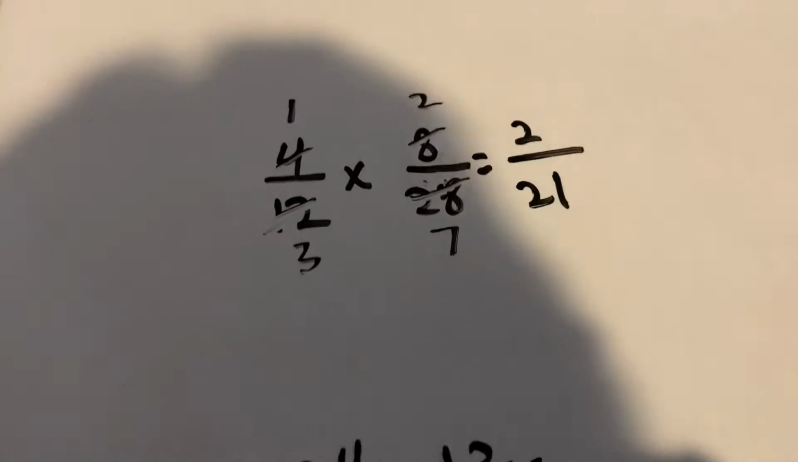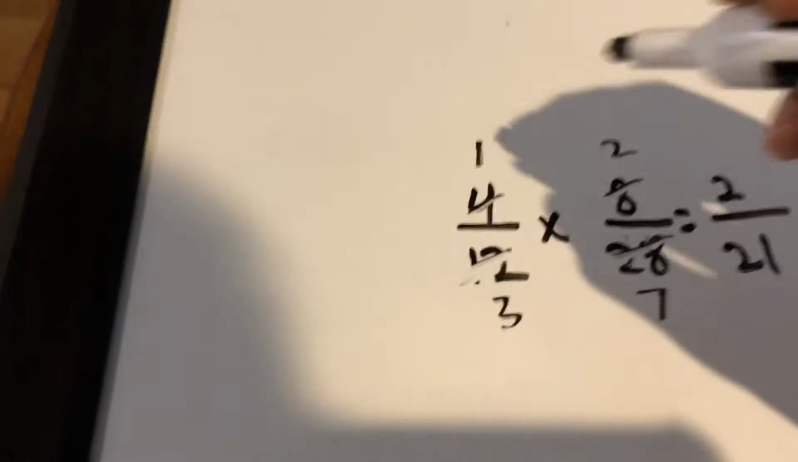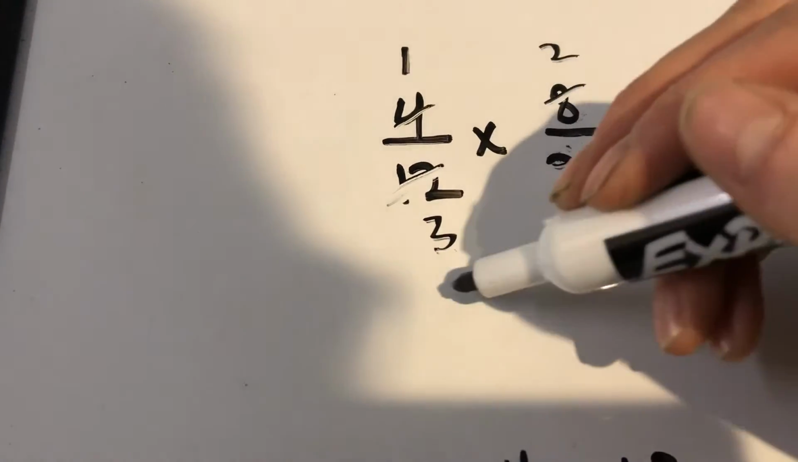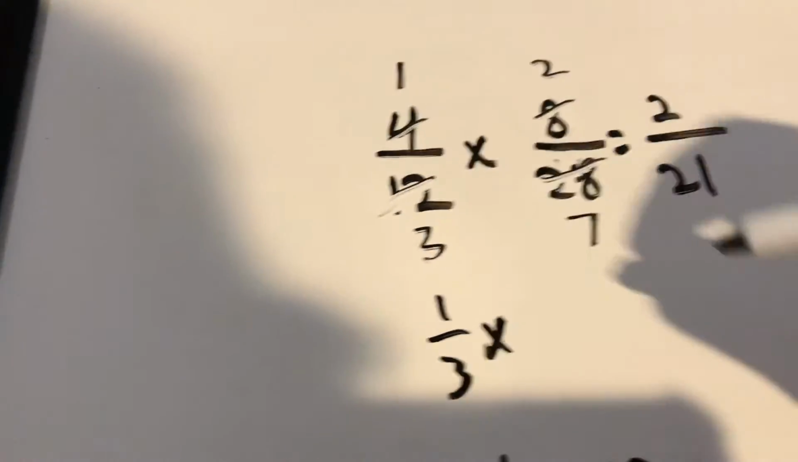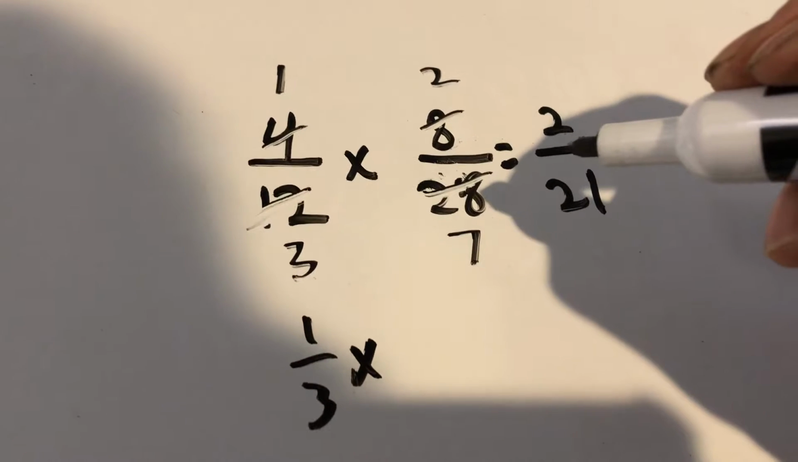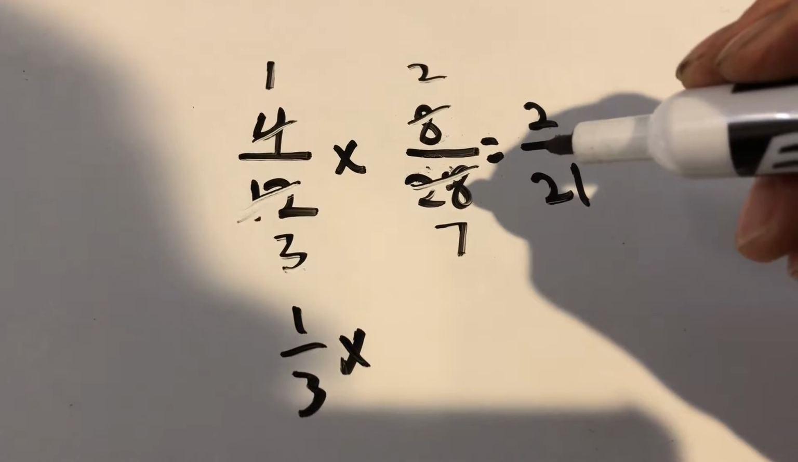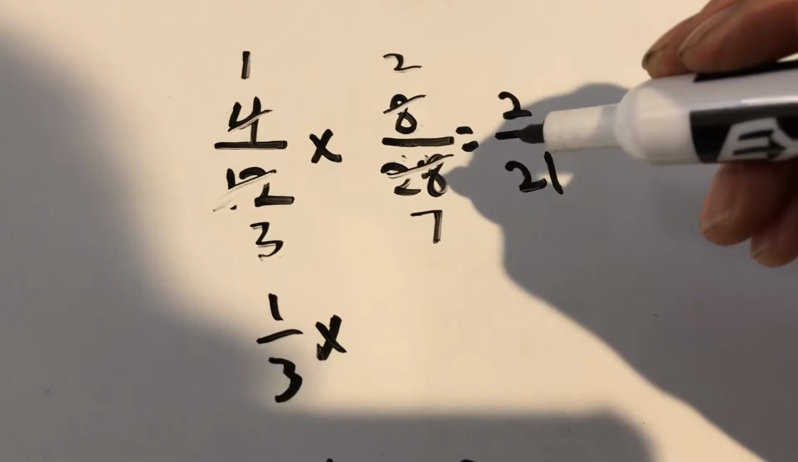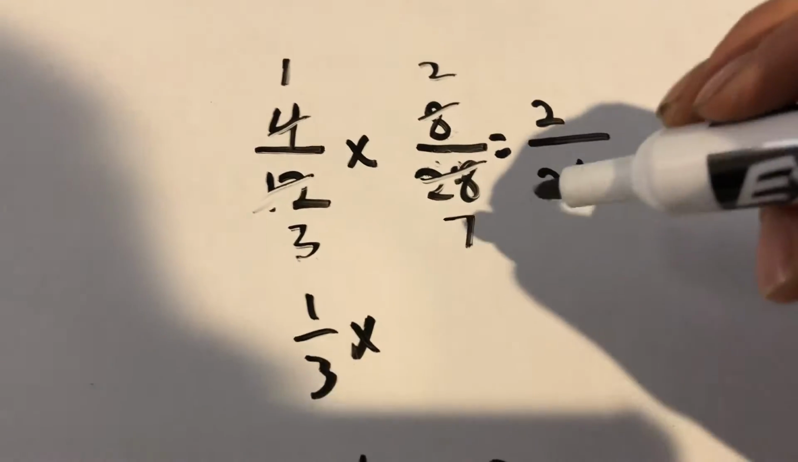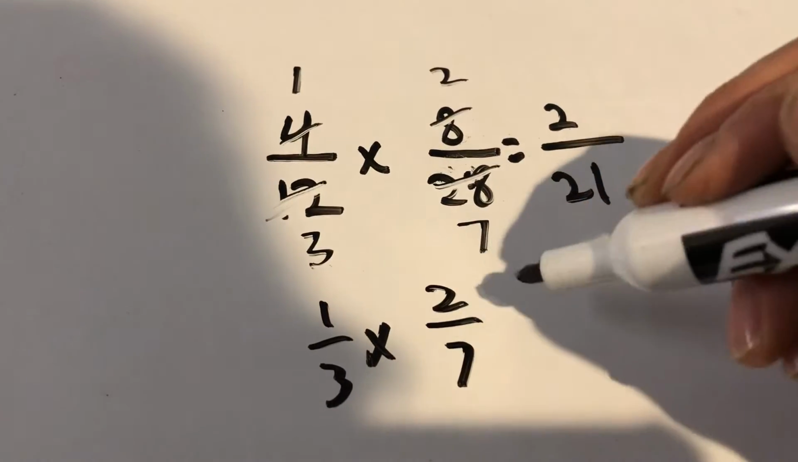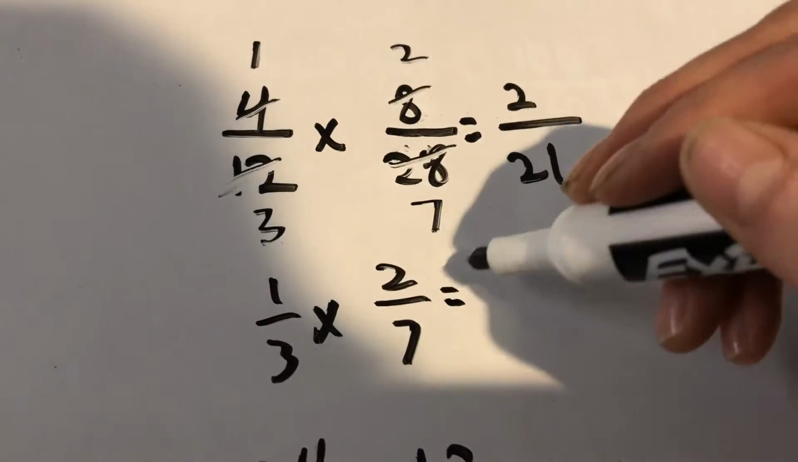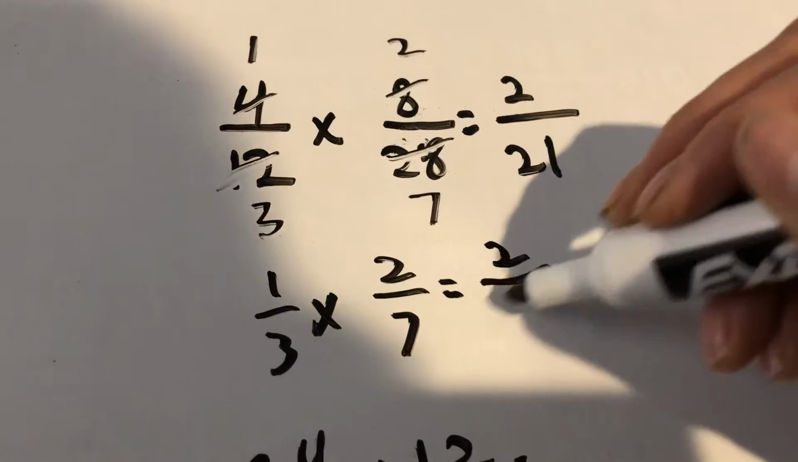Another way you can solve this problem, you can think 4/12 is reduced to 1/3. So you say 1/3 times 8/28 can reduce to, well, let's see here. I believe 2/7. Then we can multiply 1/3 times 2/7, which equals 2/21.